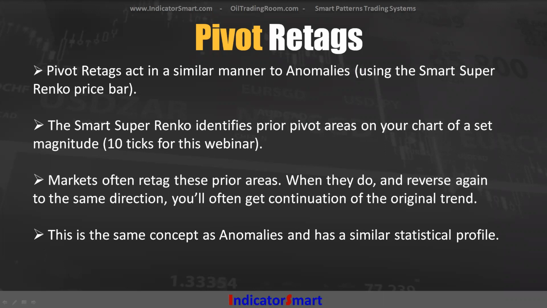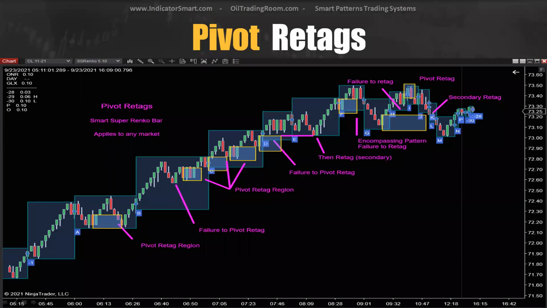Now, often markets retag these prior areas, and when they do and reverse again to the same direction, you often get continuation of the original trend. In other words, you close anomalies, if we're going to use the same language we were using for the anomalies. So this is the same concept as anomalies and has a similar statistical profile. So let's take a look at how some of these work. This is the same chart that we used earlier.